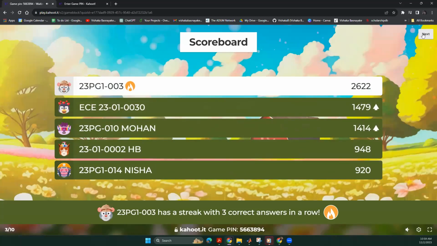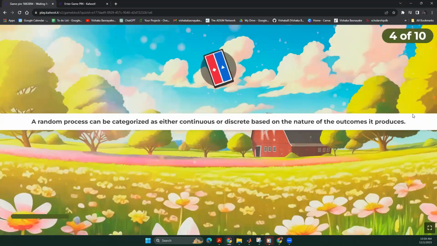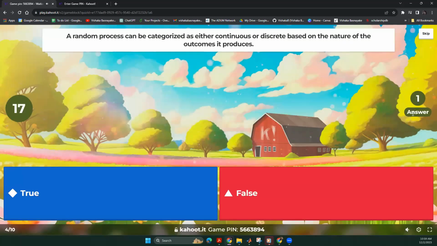Okay, so let's see. Now, the first person still is in the lead, right? So let's move ahead. A random process can be categorized as either continuous or discrete based on the nature of the outcomes it produces. Is this true or false?